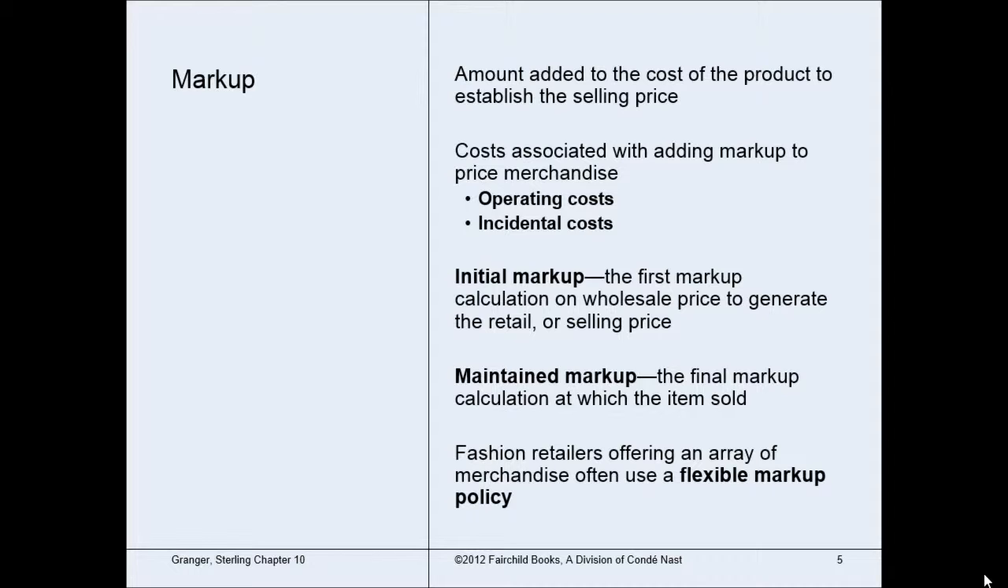Markup can be done using 3 types of markup calculations. First, you have your initial markup, and this is the first markup calculation on the wholesale price or cost of the item to generate the retail or the selling price. Initial markup is calculated on cost, and it takes the cost of the goods. So for an example, if a dress costs $40, you want to mark it up to the retail price of $80. So you would take your $40 and your markup price.